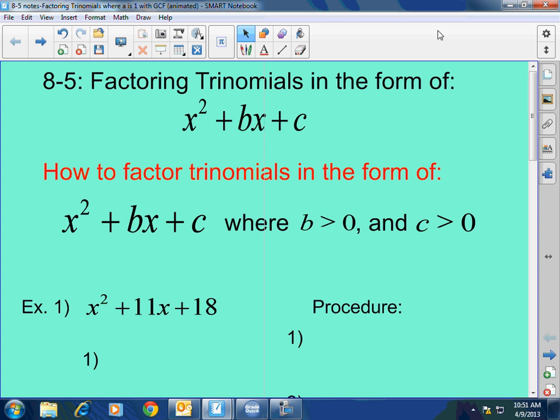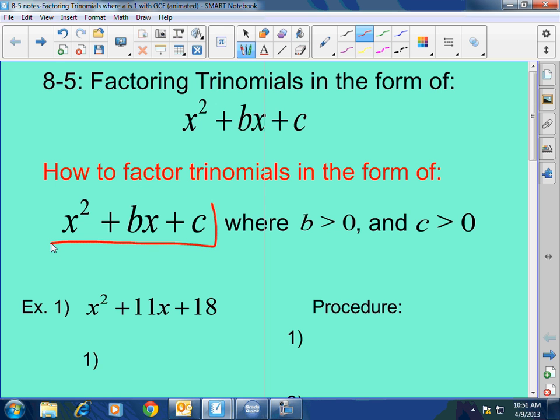Okay, so today, guys, we're going to start off basic. And we're going to start factoring today. We already learned how to factor out a GCF, a greatest common factor. Today we're going to learn how to factor trinomials in the form of x squared plus bx plus c.